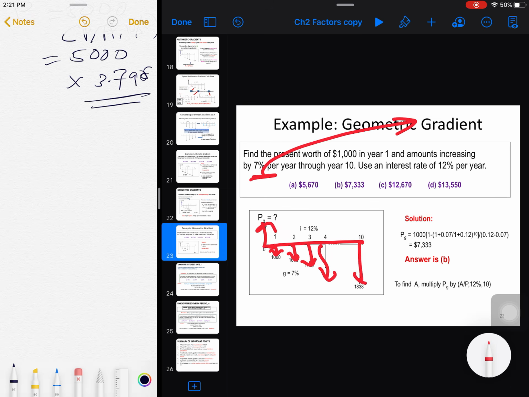So to solve this problem, you find PG equals 1,000 times (1 minus ((1 plus 0.07) over (1 plus 0.12)) to the power of 10) divided by (0.12 minus 0.07), and you should get this answer. So for you to find A, you just multiply PG with A over P, 12% for n equals 10.